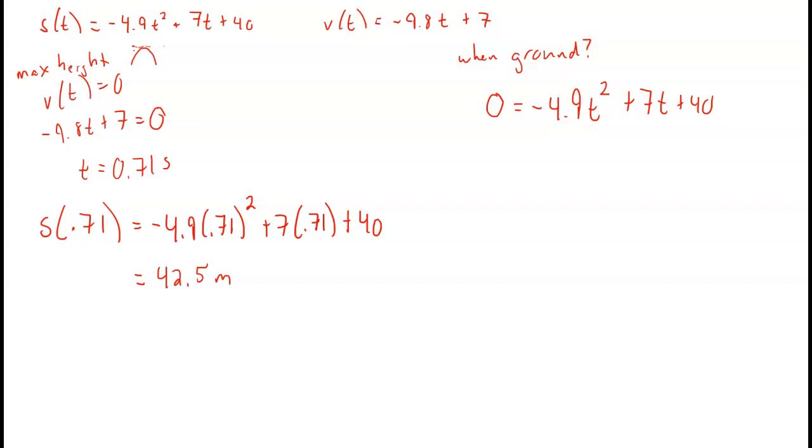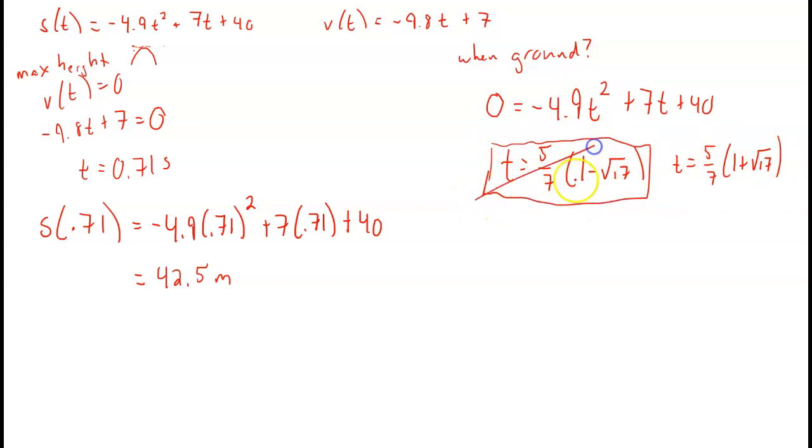I don't really care in terms of solving this, but you should get 2 answers: t equals 5/7 times 1 minus the square root of 17, or t equals 5/7 times 1 plus the square root of 17. This first one here is negative, so we won't count it. We're going to assume you can't go backwards in time. So our only solution is this one, which is about 3.66 seconds. So we hit the ground a little before 4 seconds.